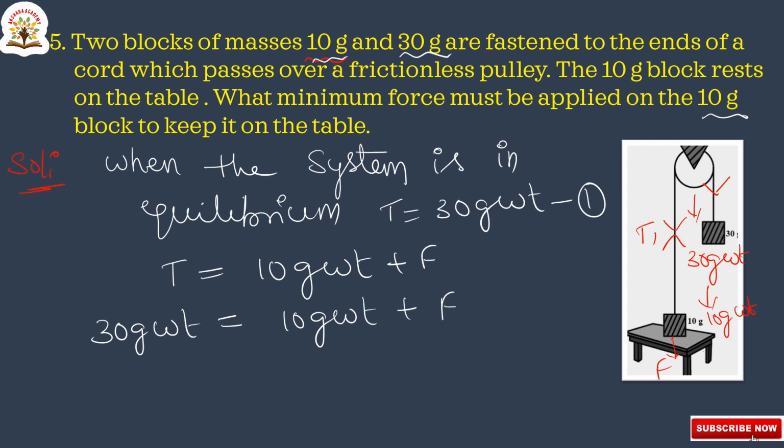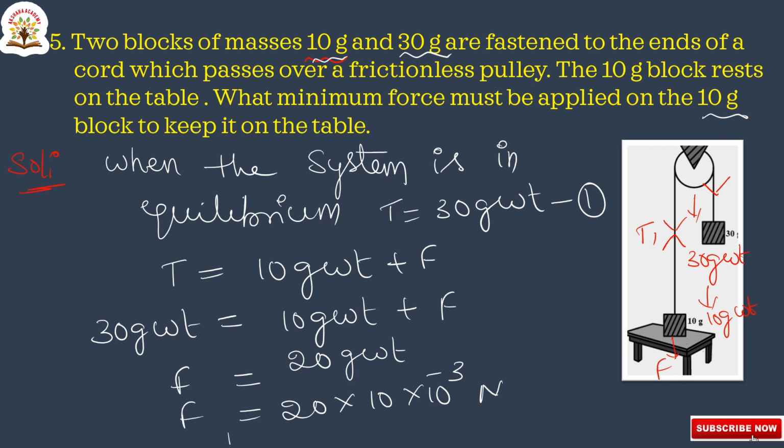So F is equal to, we have to calculate the minimum force. F is equal to 30 minus 10, 20. So 20 gram weight. Converting into newtons, F is equal to 20 into 10 into 10 to the power of minus 3 newtons. So F finally is 20 into 10 to the power of minus 1, or this can be written as 0.2 newtons.